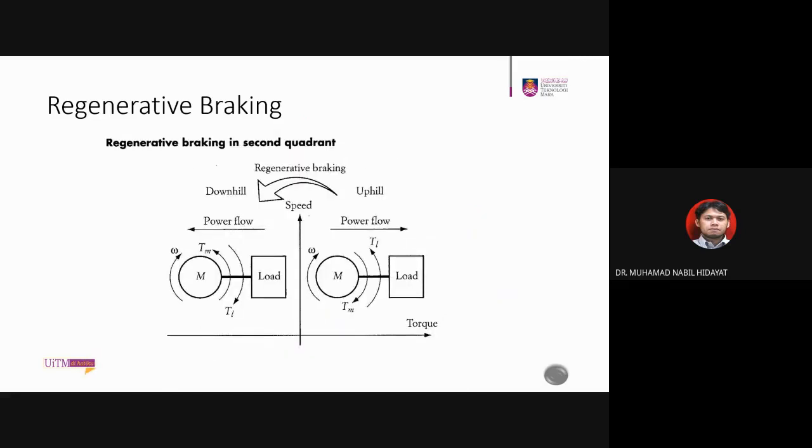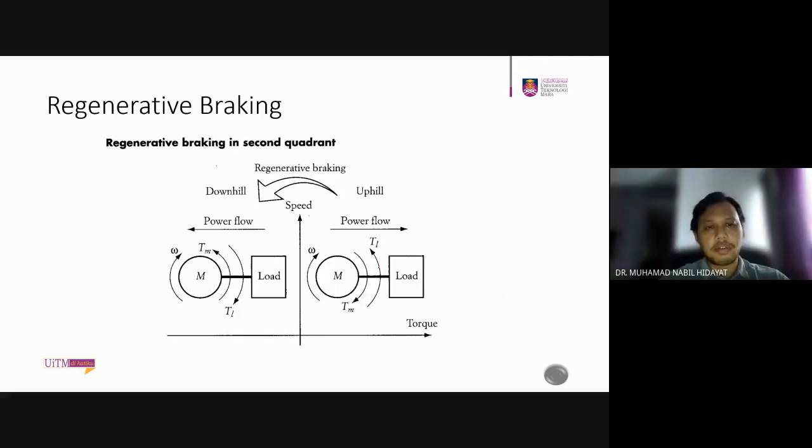So again, we can look into the direction of the speed and also the torque. In this case, you can see the torque load is anti-clockwise, so the torque motor is clockwise. Of course, TM and TL are in different directions. So TM is positive.